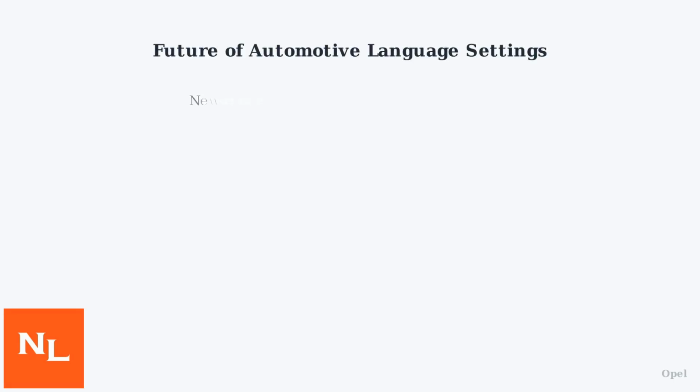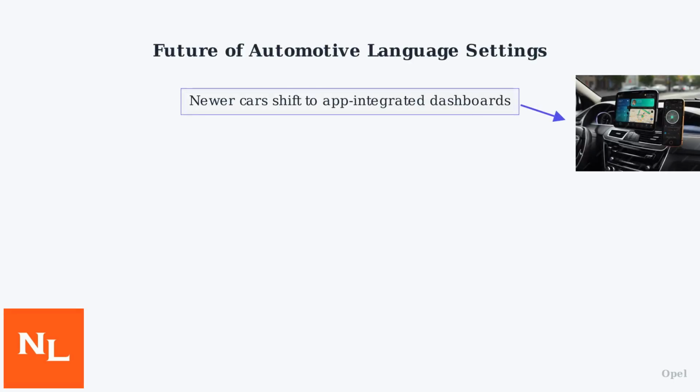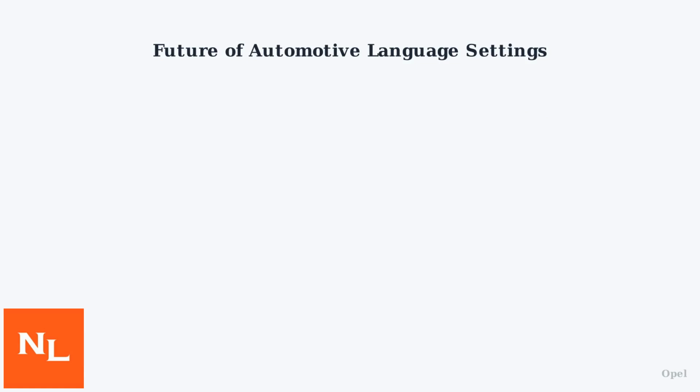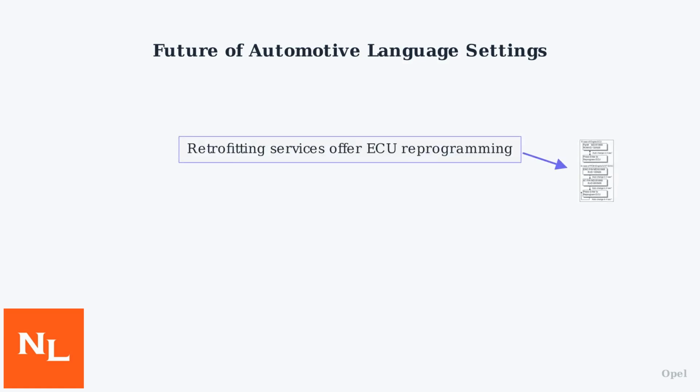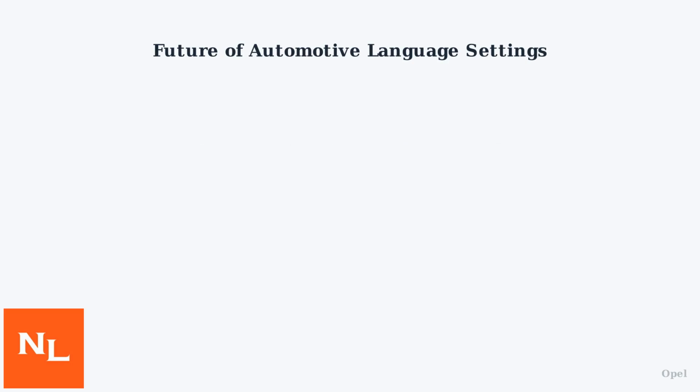Looking ahead, manual language changes on older vehicles, like the Astra H GTC, are becoming less common as newer cars adopt app-integrated dashboards with Android Auto and Apple CarPlay. These modern systems automatically detect and adapt to user preferences through smartphone connectivity. For vehicles with faulty BCM modules, retrofitting services provide ECU reprogramming solutions.